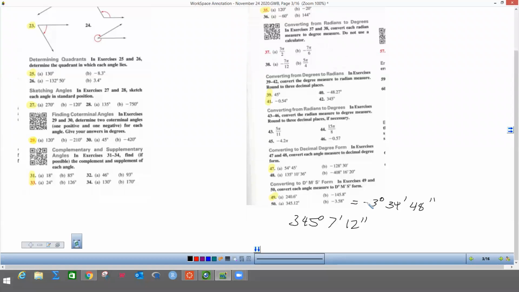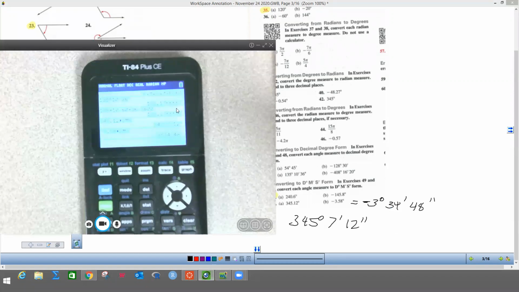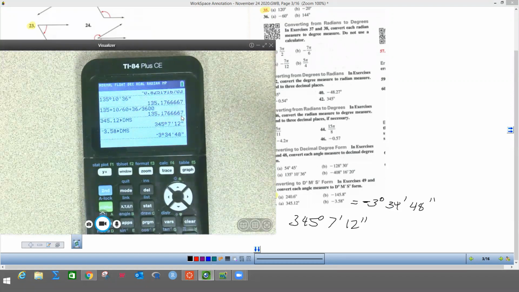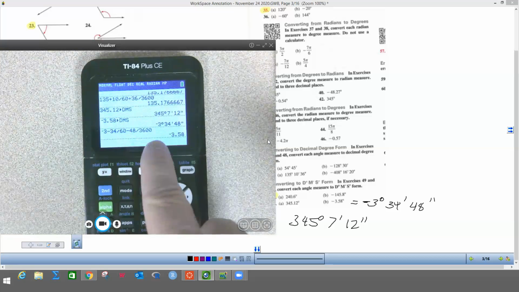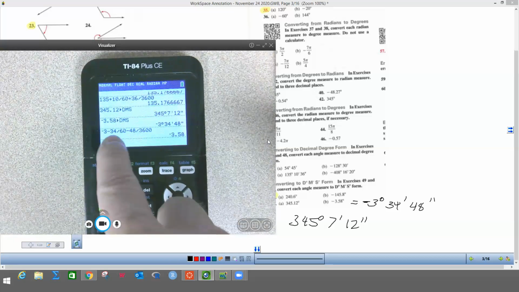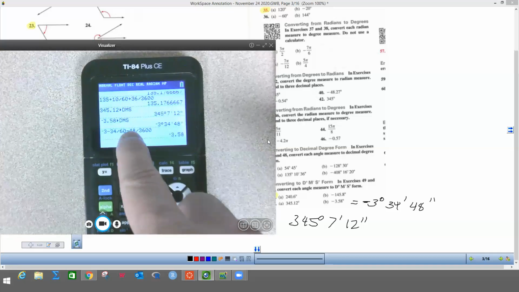So something you need to realize is that if this is a negative here, all of these values are negative. So if you do like that last thing I just showed you on the calculator right up here, using the fraction thing to get this 135.177 right here, you've got to make everything negative. So you put -3 minus 34 divided by 60, and then minus 48 divided by 3600, and then that will give us the decimal degrees again. So if you see that, that number is the same as what we started with. So if you get a negative angle, you've got to make everything minuses. You must use a negative on the first one and then minus on the rest.